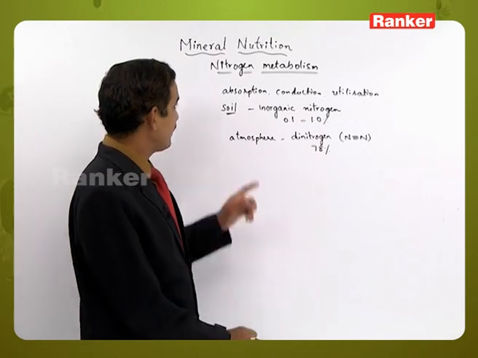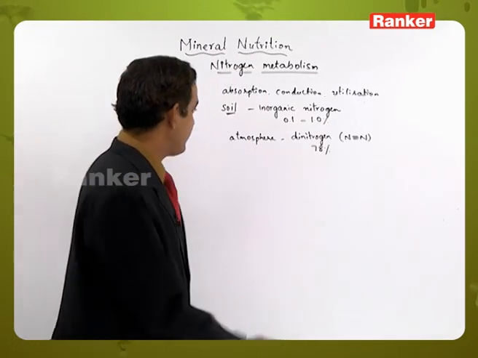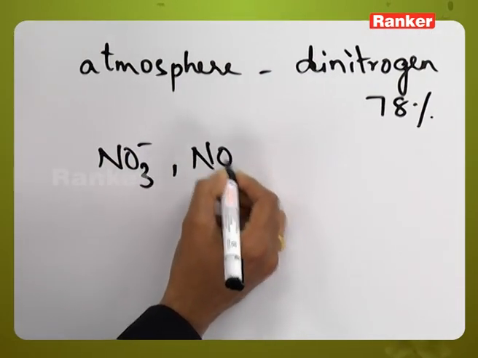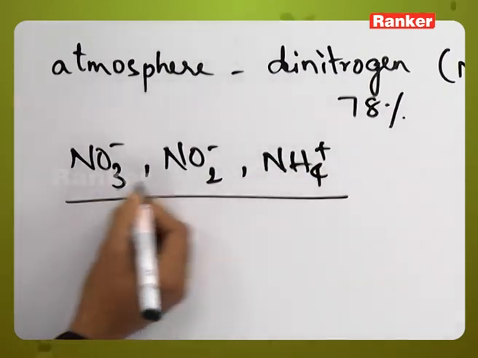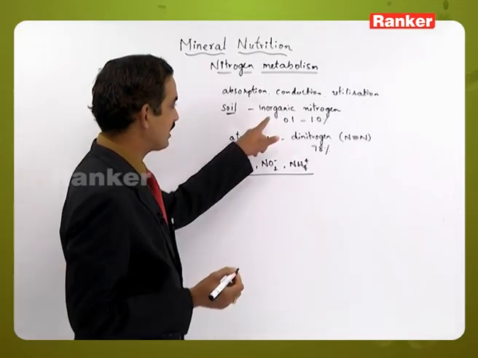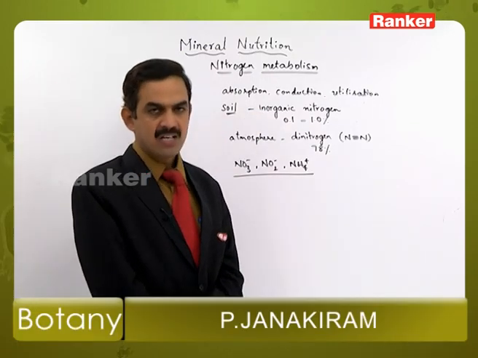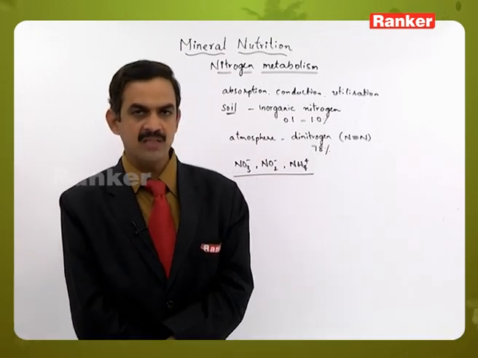Likewise, the nitrogen available to the plants may be in the form of nitrate, nitrite or ammonium ion. These are the available forms of nitrogen to the plant inside the soil. This is how the plant will utilize these inorganic forms or salts of the nitrogen element.